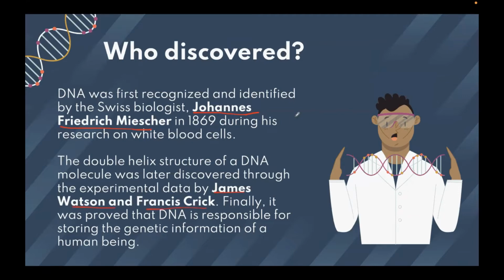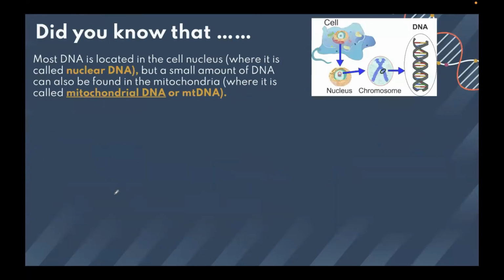Okay, kung sino yung naka-discover and naka-identify ng DNA, si Miescher yun. Pero yung structure na double helical, through their experimental data, that was James Watson and Francis Crick. Do not forget, finally, it was proved that DNA is responsible for the storing of the genetic information of a human being. Did you know that most DNA is located in the cell nucleus where it is called nuclear DNA?